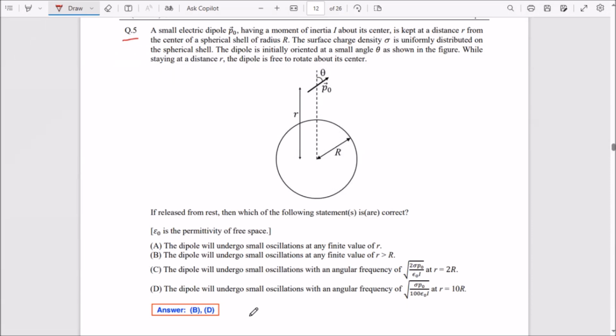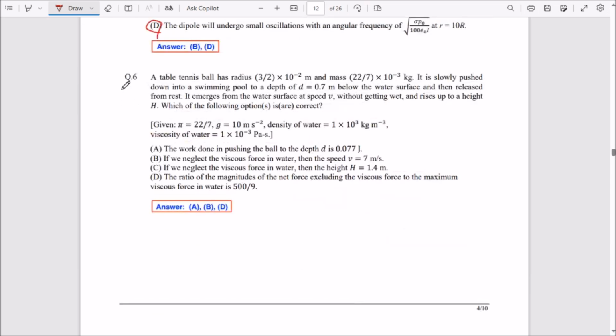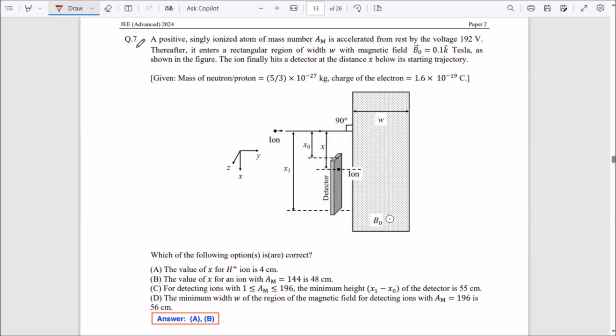Question number 5, the option B, option D, these 2 options are correct options, students. Next, question number 6, option A, option B and option D, 3 options are correct options, students. Next, question number 7, option A, option B, 2 options are correct options, students.